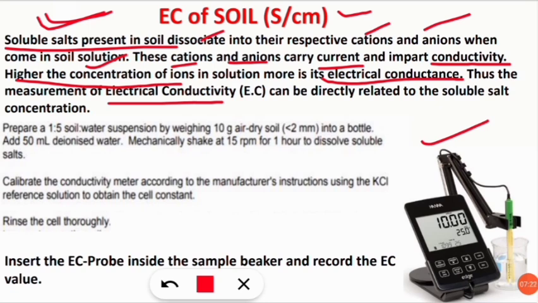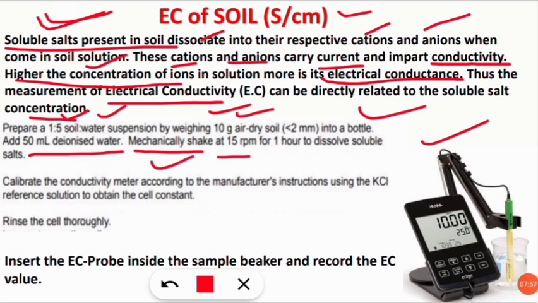We have to prepare a 1:5 soil and water suspension. 1:5 soil and water means 1 part of soil with 5 parts of water. We will add 10 gram of air dried soil into that bottle and add 50 ml of distilled water, that is deionized water. We will mechanically shake it at 50 rotations per minute to stir that solution, carrying the soil along with the 1:5 soil water solution. Next, for 1 hour we have to stir or shake that, because we have to dissolve the soluble salts. If all the salts are dissolved properly, then we will get the accurate electrical conductivity of the soil.